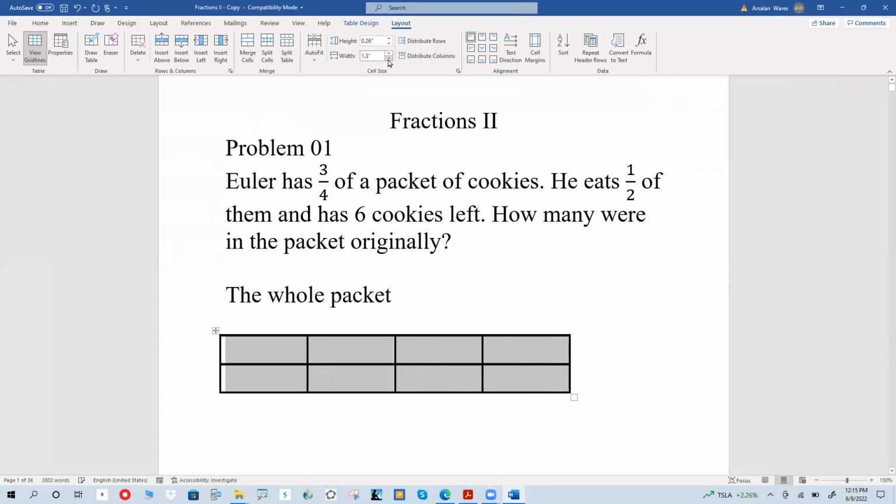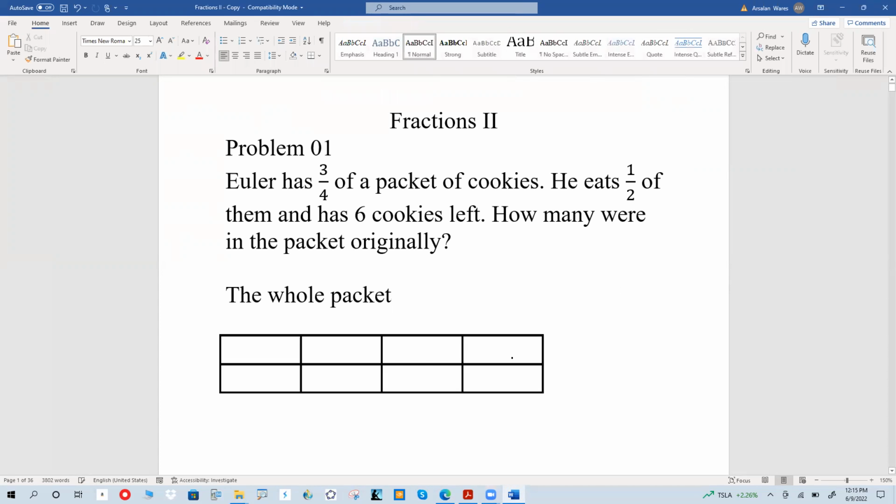I'm going to change it a little bit. Let's see if we can do it visually. The question says, Euler had 3/4 of a packet of cookies. So this is what he had.